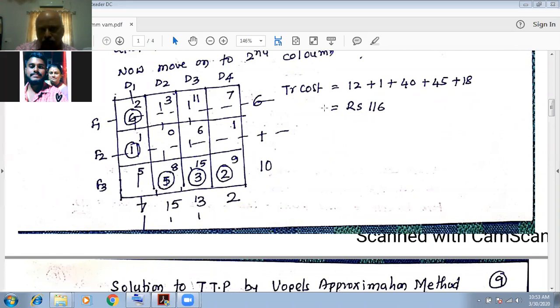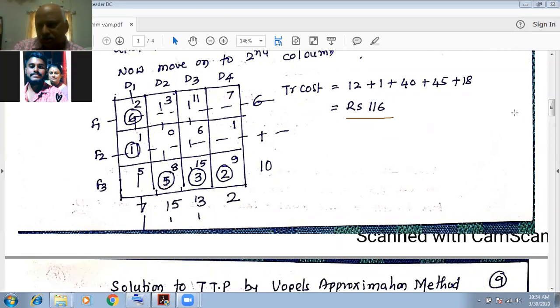6 into 2 is 12. 1 into 1 is 1, 8 into 5 is 40, 15 into 3 is 45, 9 into 2 is 18. The total cost becomes 116 in terms of thousands of rupees. This is again by the column minimum method. The basic feasible solution is 116,000 rupees. This is almost like the northwest corner method or the matrix minimum method. The solution is now improved compared to the other methods.